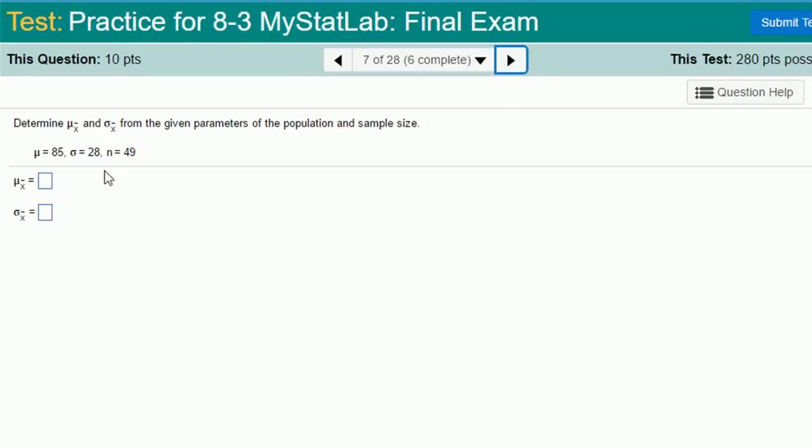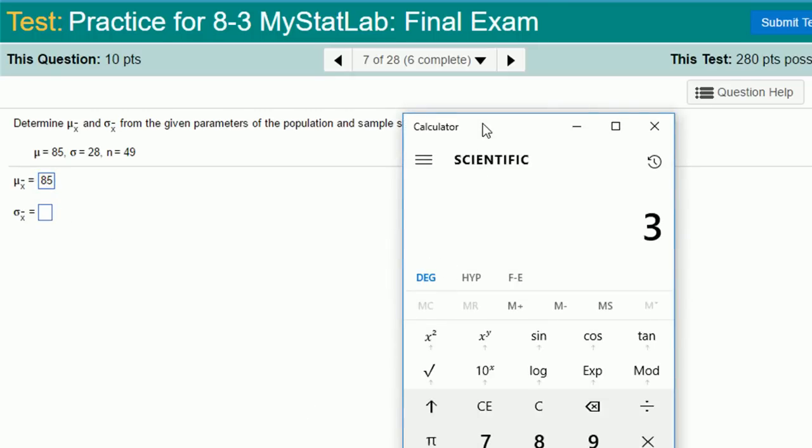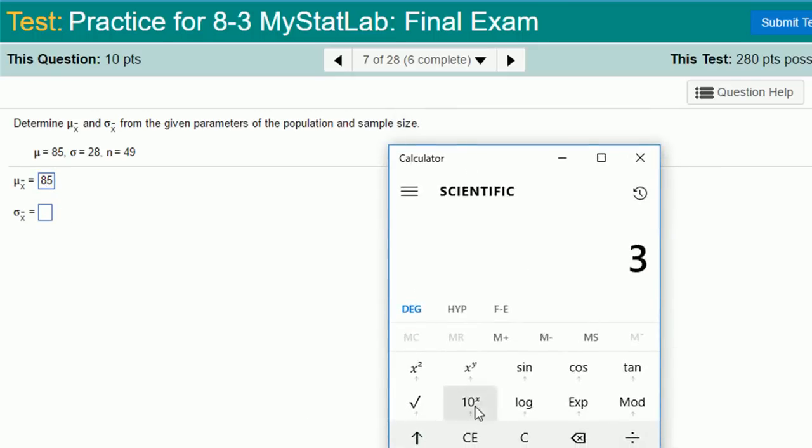We want to figure out the mean and the standard deviation for the sampling distribution for x bar, given mu is 85, sigma is 28, and n is 49. So the mean of x bar is going to be the same as the mean of the data, which is 85. But for the standard deviation, we have to divide it by the square root of the sample size.